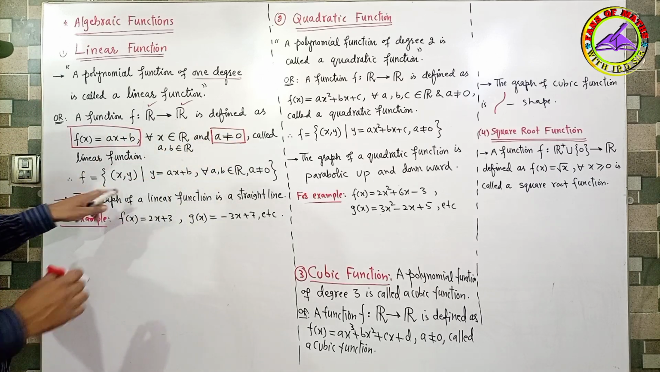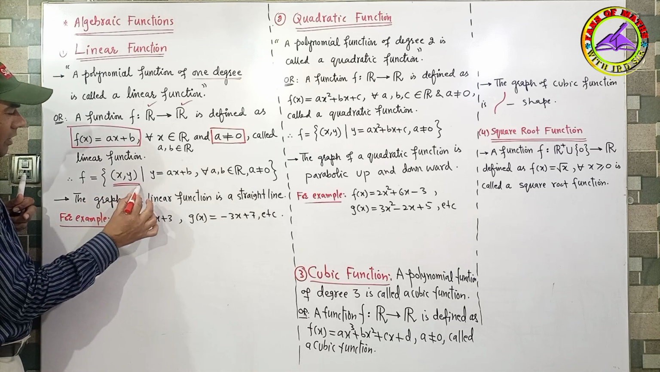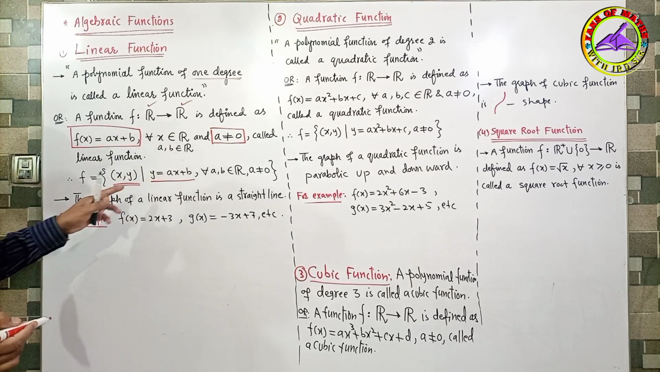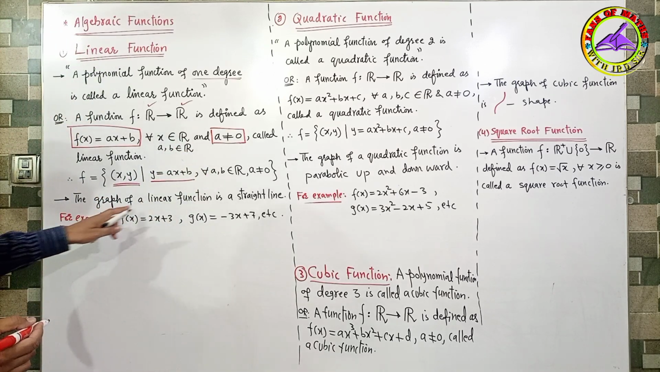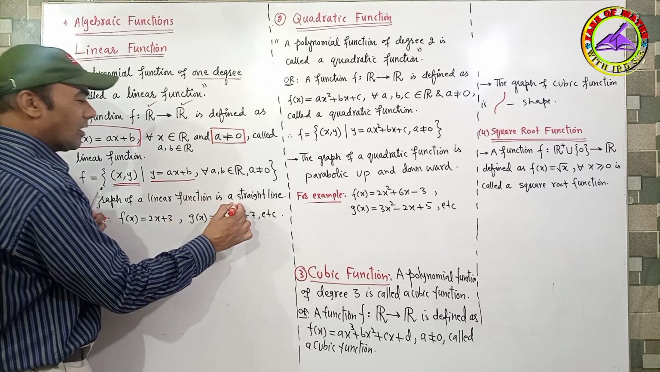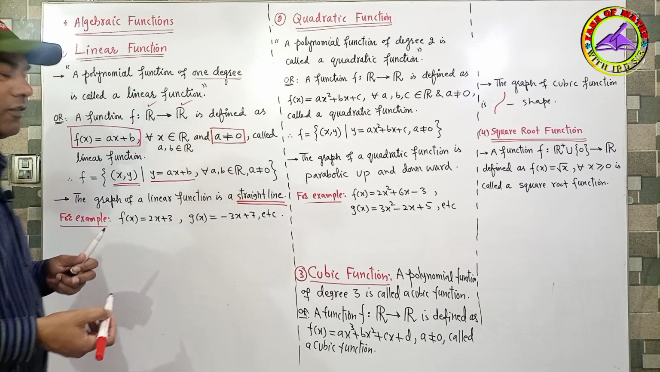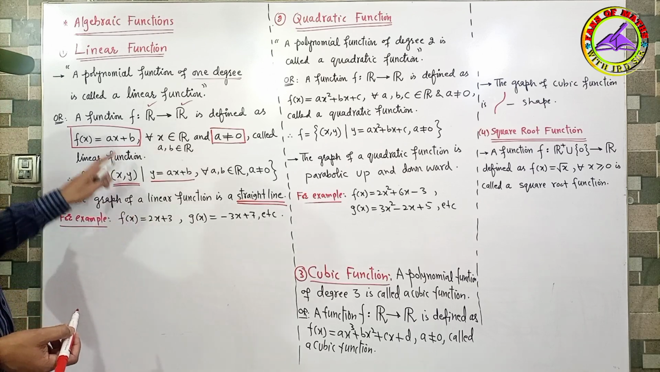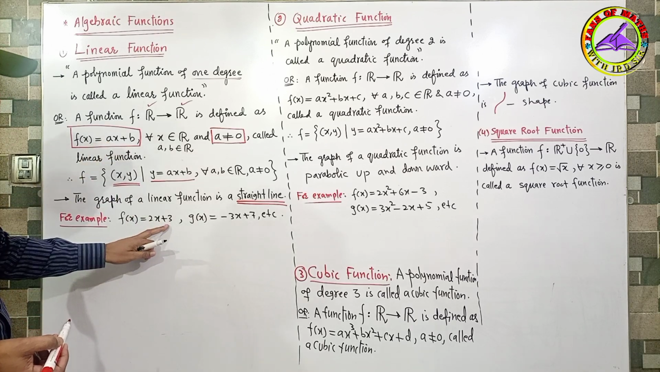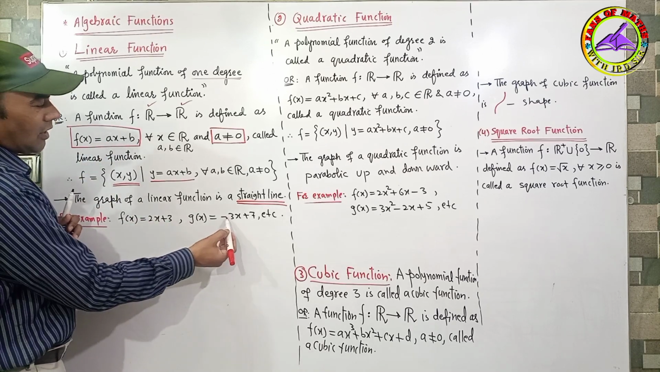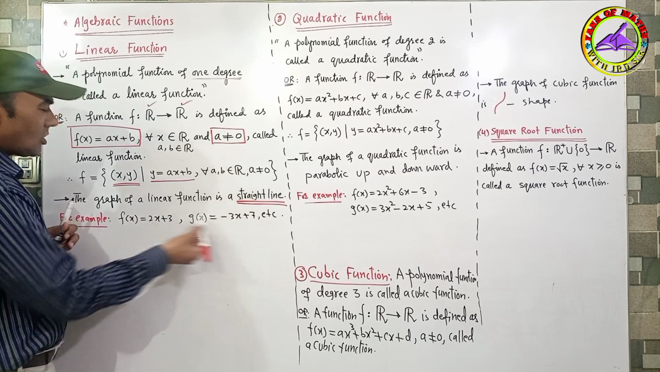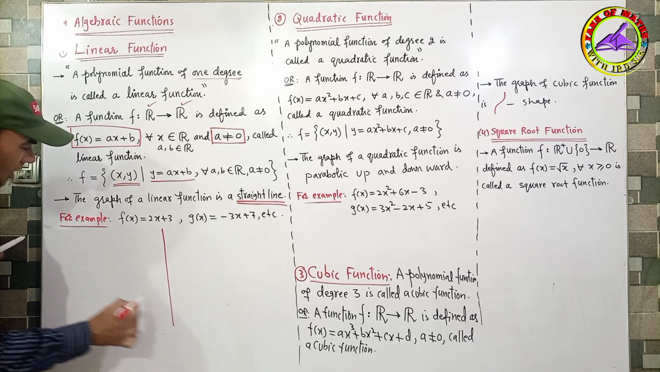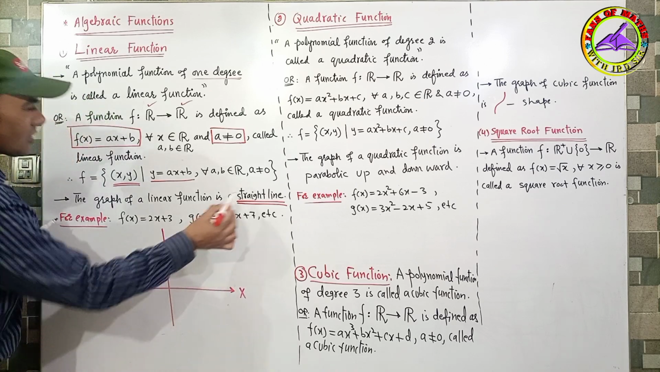In set form, a function which is an ordered pair of x and y, where y is equal to ax plus b. This is called a linear function. And the graph of a linear function is a straight line. So we get a straight line graph of linear function. For example, f of x is equal to 2x plus 3. The value of a here is 2, b here is 3. And g of x, another function, is minus 3x plus 7. So such types of functions are called linear functions, and the graph of linear function, as I told you here, is a straight line.